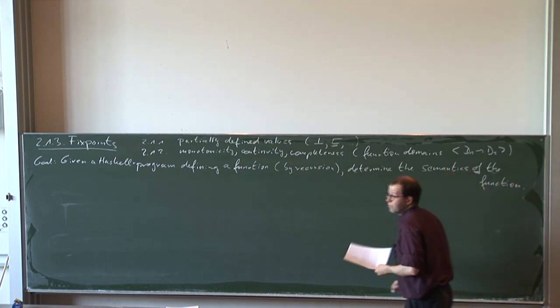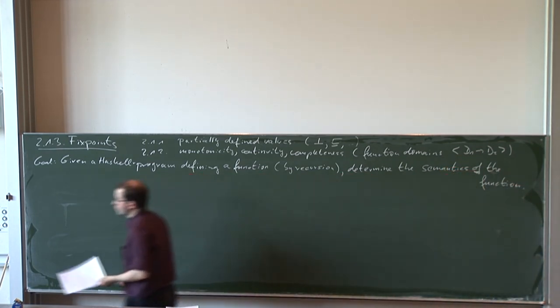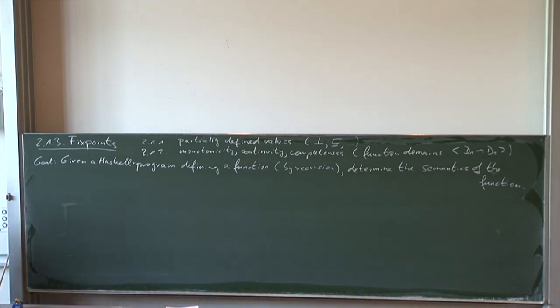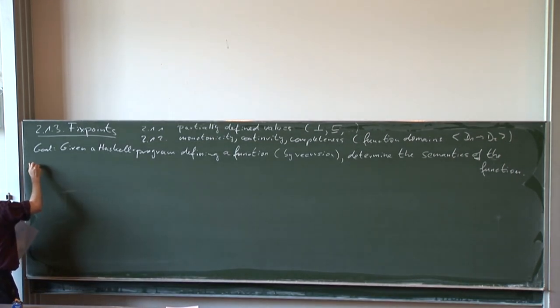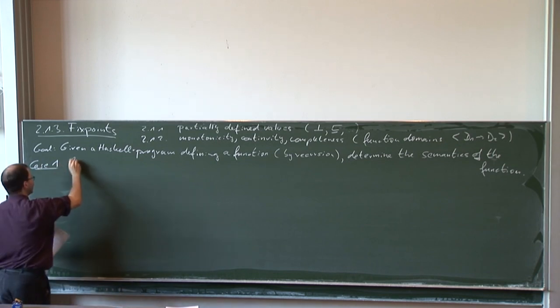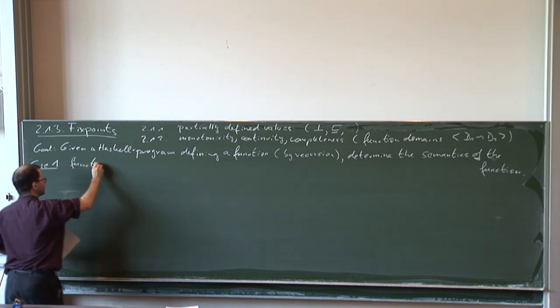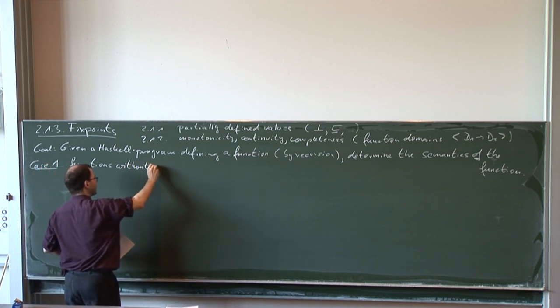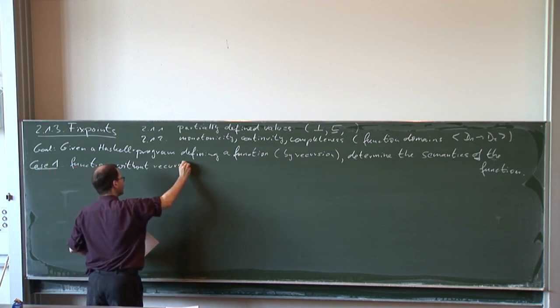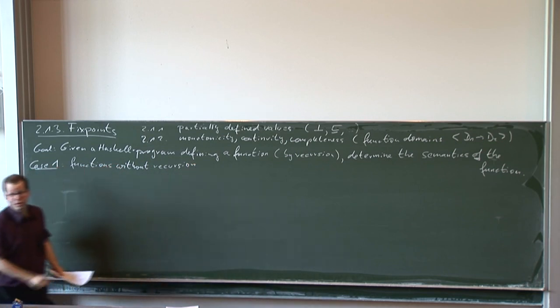Let's start with an easy example. So the easy case is if there is no recursion. So case one is functions without recursion. Okay, let's look at an example.